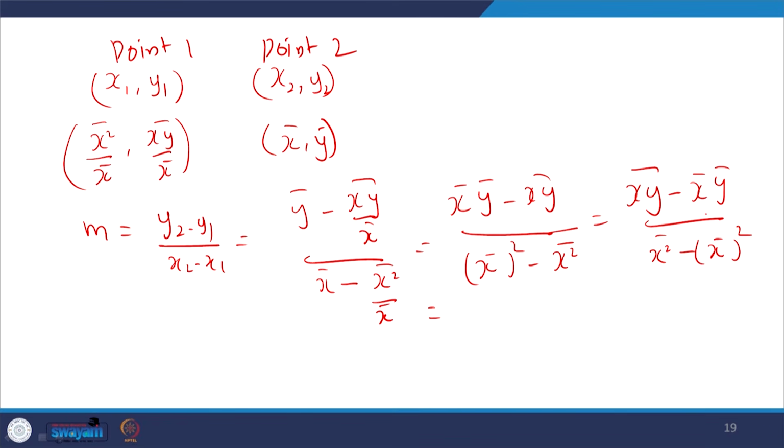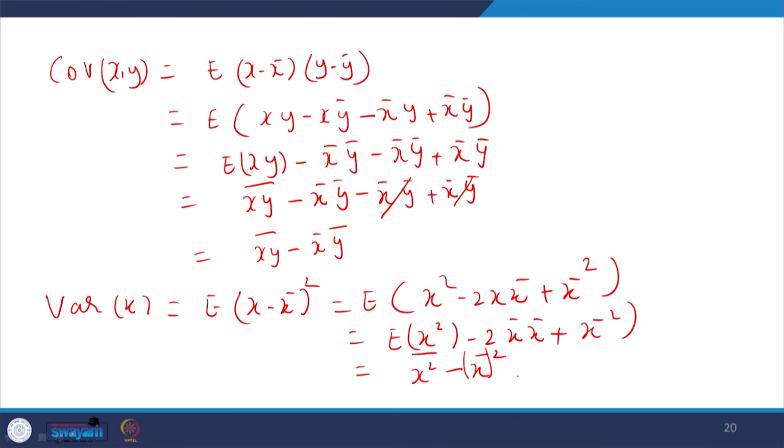Okay. Actually this slope is nothing but, when you look at the numerator, that is nothing but the covariance of x comma y. The denominator is the variance of x. I will explain how this numerator is covariance. So we know that in our probability class we studied covariance of x comma y is expected value of x minus x bar into y minus y bar.